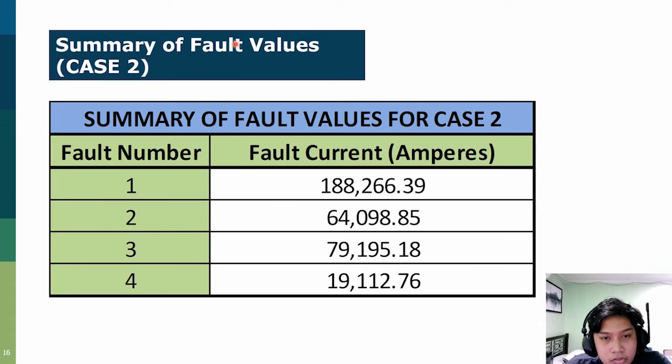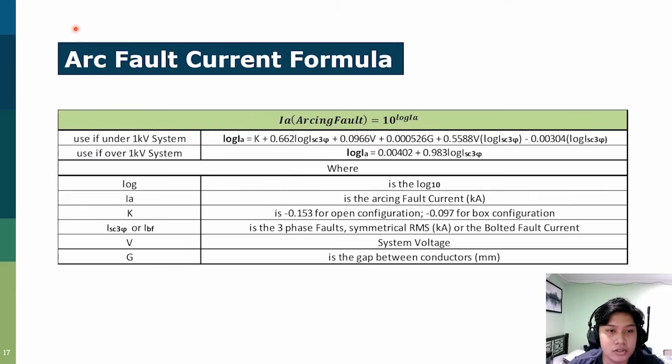So this is the summary of fault values. This is the fault numbers. This is their corresponding fault current in the unit of ampere. So this is the arc fault current formula. This is the formula. Where log 10, if under 1 kilovolt system, this is the formula to be used. If over, this is the formula to be used. Where log is the log 10, IA is the arc fault current in kiloampere, K is negative 0.153 for open configuration, and negative 0.097 for box configuration.